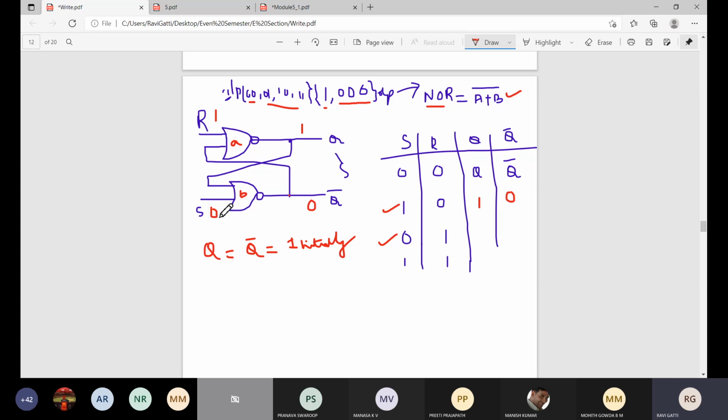Sir, for 0 it should be 1 for Q bar. 0 and yes, Q bar will be 0. So it has not changed. Q bar is equal to 0. So now what happens? I will feed this to over here.